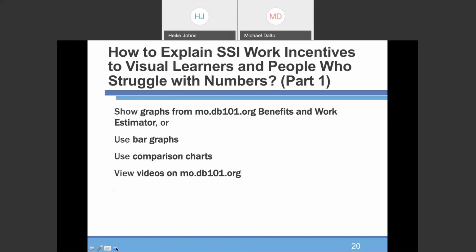There are four options that you can use. There are graphs in DB101, particularly in the Benefits and Work Estimator, that can illustrate the impact of work on persons' benefits and, more importantly, on their net income. You could, as an alternative, use bar graphs or comparison charts that you create. But if you're using the Benefits and Work Estimator in DB101, that's probably the easiest option. And you can always refer people to the animated videos in DB101.